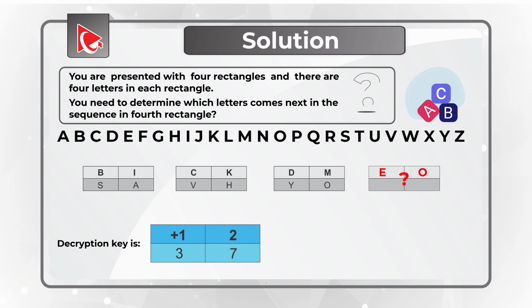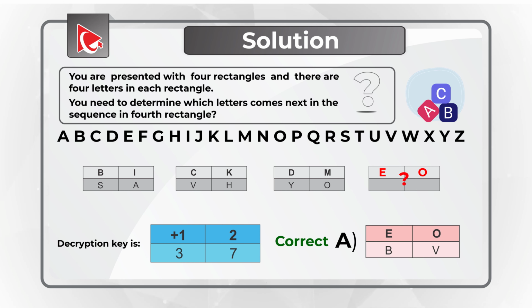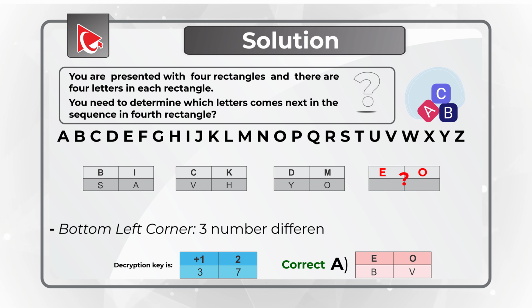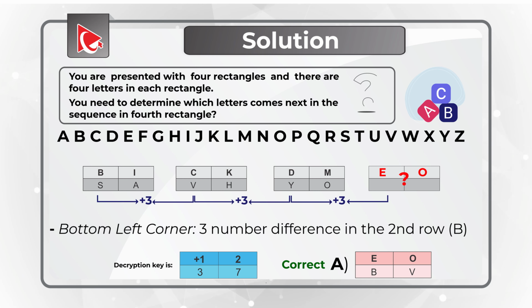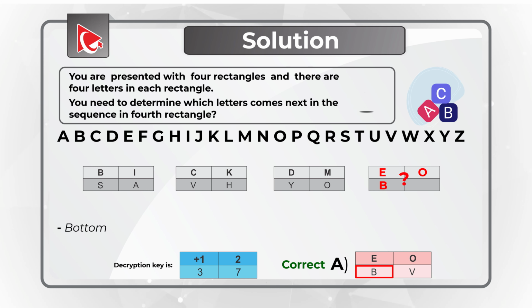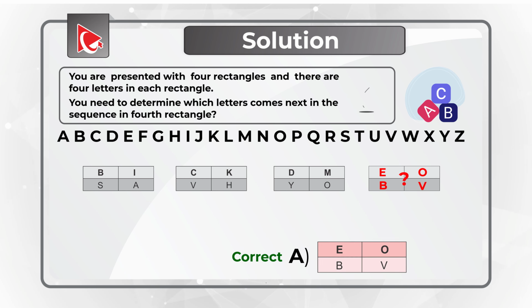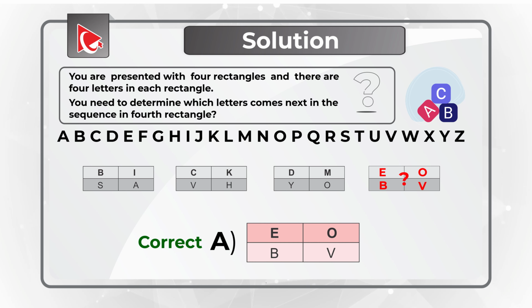If we look at the answers, we already know that the correct choice here is choice A, because the upper row letters are E and O only in this choice. But the question is done in such a way that you can continue the logic and determine the decryption key for the bottom row as well. If you're interested, in the bottom left corner we have a 3 number difference in the second row, and the correct choice here would be choice B. And in the bottom right corner, there is a 7 number increment, and the correct letter choice here would be choice V. So as I already mentioned, the correct choice here is choice A.